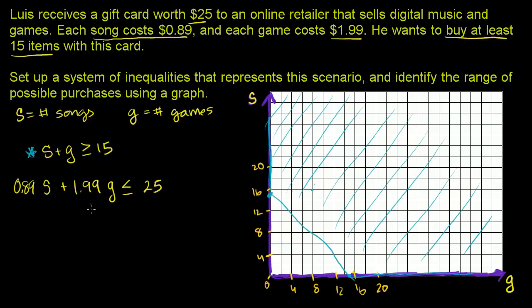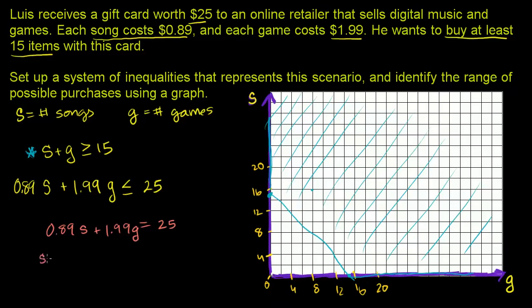Now the second constraint, 0.89s plus 199g is less than or equal to 25. Just as a starting point, let's draw the line 0.89s plus 199g is equal to 25. And then we could think about what region the less than would represent. The easiest way to do this, once again, we could do slope, y-intercept, all of that type of thing, but the easiest way is to just find the s and the g intercepts.